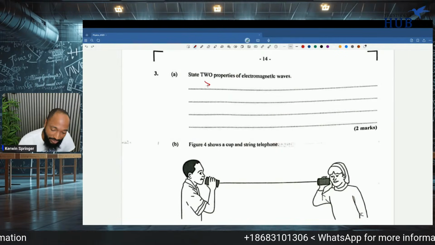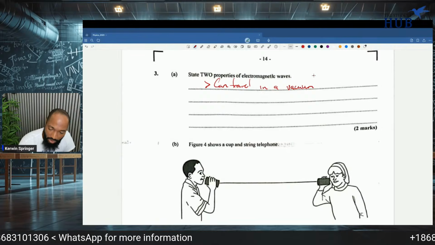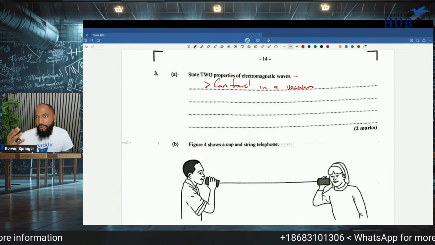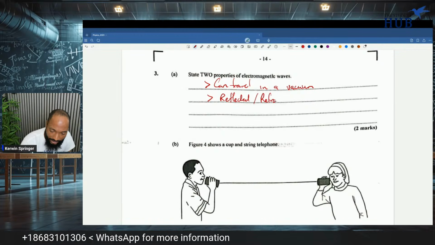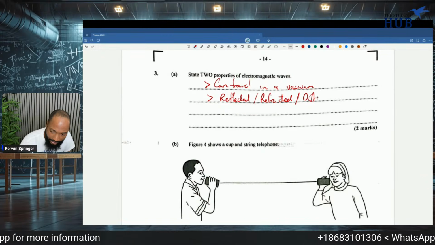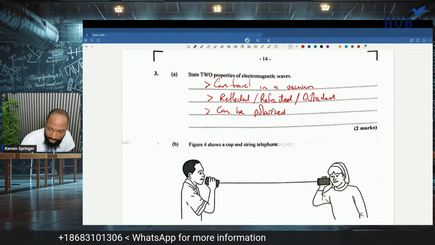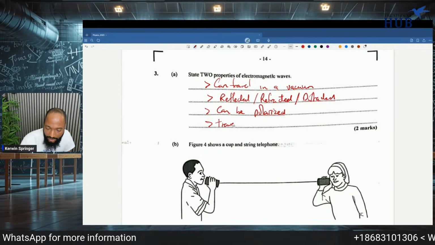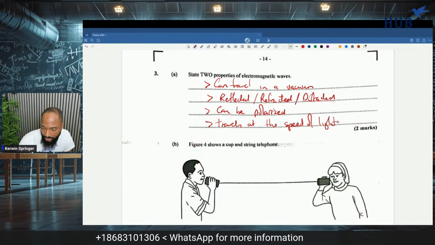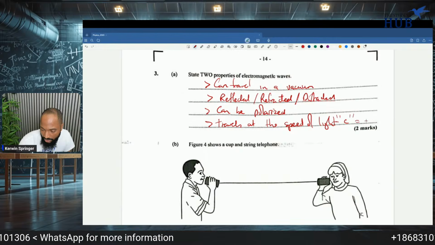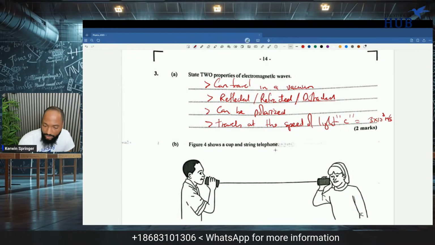State two properties of electromagnetic waves. So can travel in a vacuum. Give me some. All electromagnetic waves have the same properties as normal waves. So it can be reflected, refracted, diffracted. Yes, it can be polarized. It travels at the speed of light, c equals 3 times 10 to the power 8 meters per second. They are transverse waves.